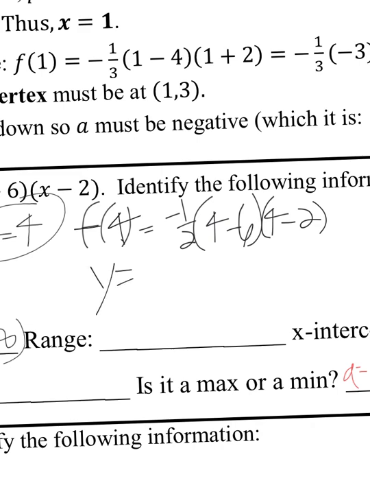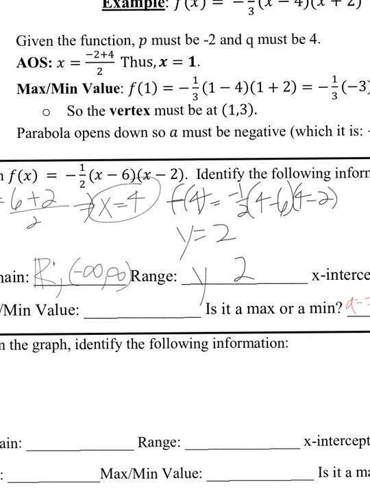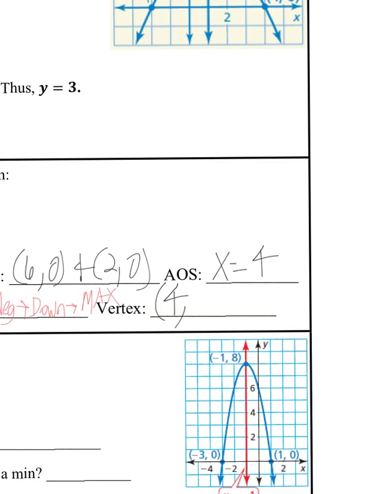This will be negative 1/2 times (4 minus 6). That's negative 1/2 times negative 2, so that's positive 1. What's positive 1 times (4 minus 2)? That's 2. So y equals 2. When you know your max or min value, you know your range will be y is less than or equal to 2 or greater than or equal to 2. I'll fill that out in a second, but I want to make sure I write the rest down. Y equals 2 here, and my vertex is at (4, 2).